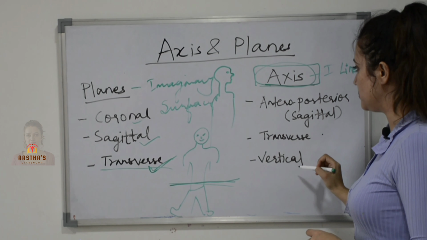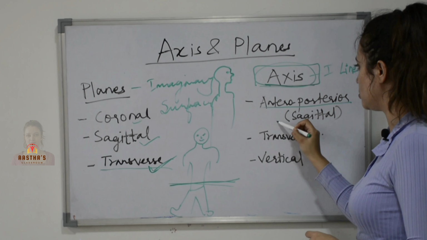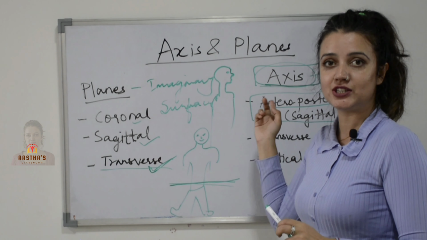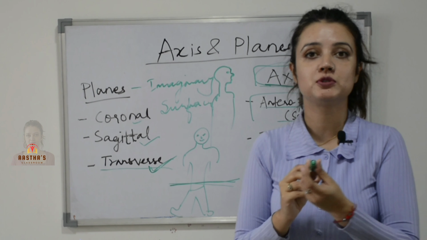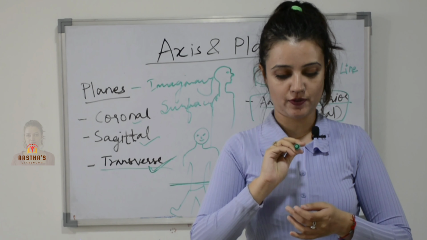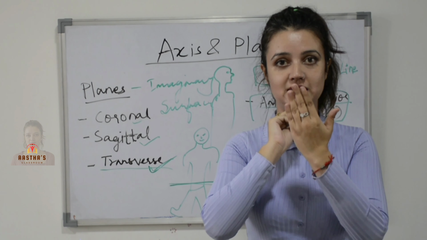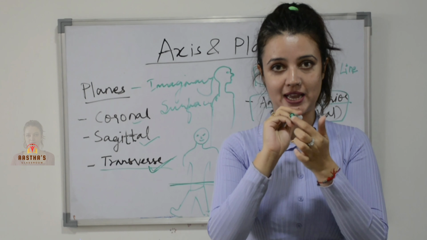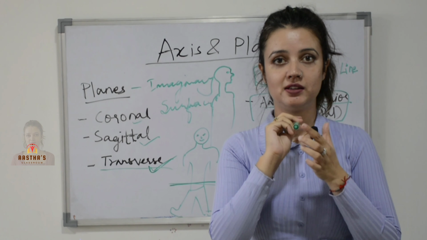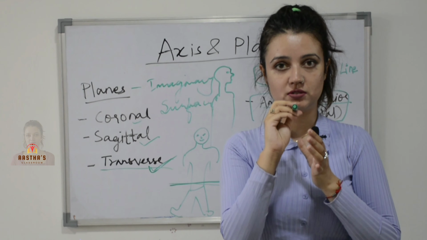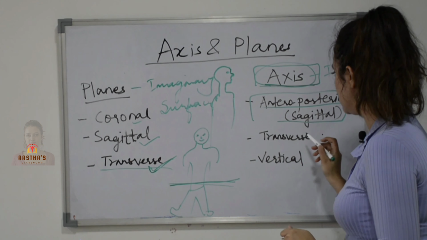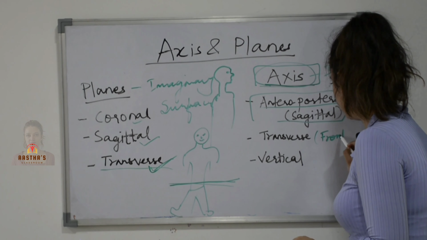There are different types of axis: the antero-posterior axis or sagittal axis. So what is the sagittal axis? I've written antero-posterior along with it because it becomes much easier to understand. If I'm taking something from here, one end comes anteriorly and the other end goes posteriorly. That is the sagittal axis, the antero-posterior axis.